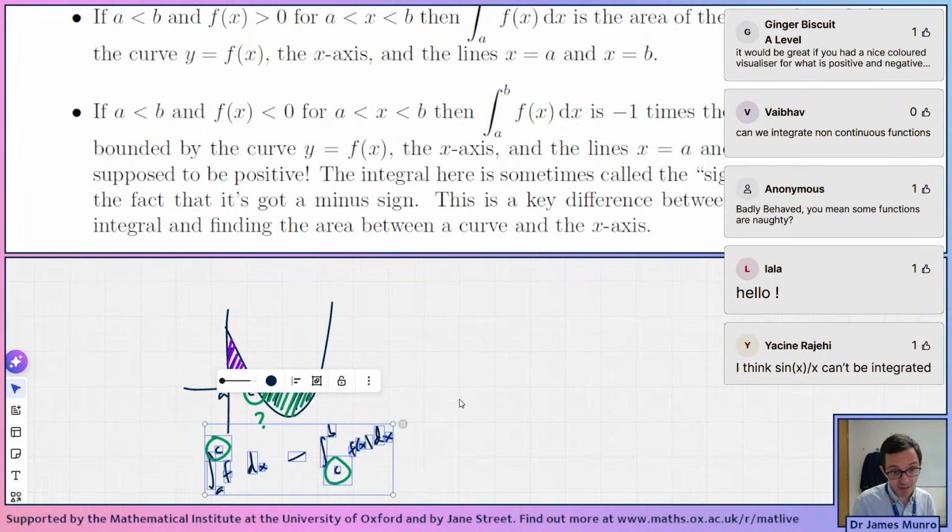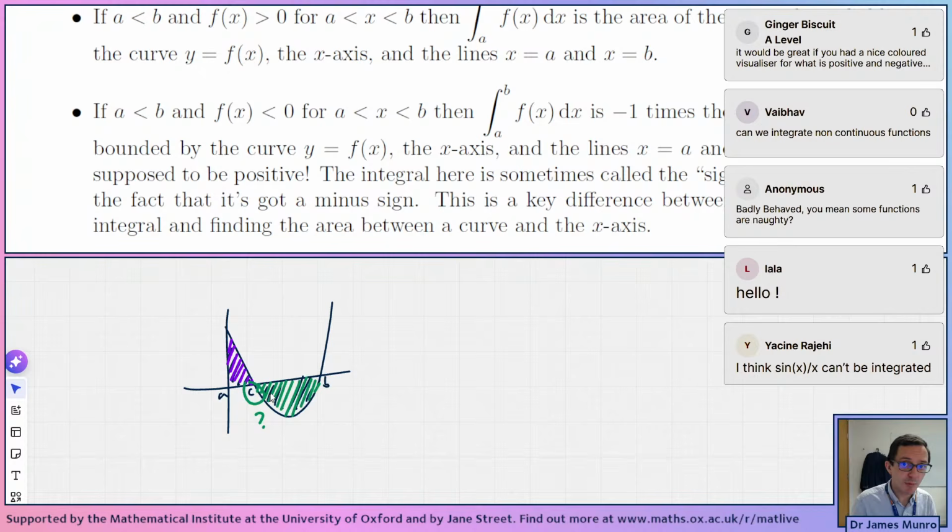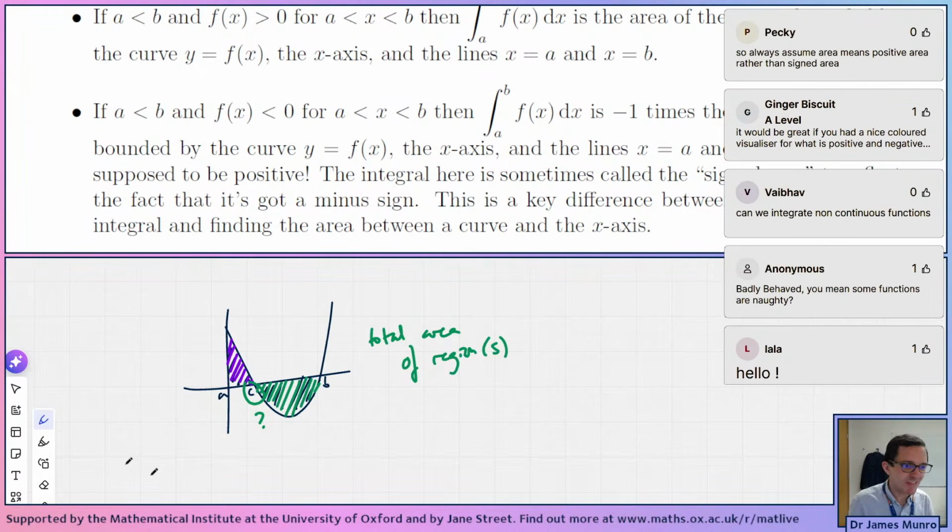The question will make it obvious, I think, that this is what you want, because they will probably say total area of the regions, like this. Because in some sense, if they just say area, maybe they mean signed area when you set them up.